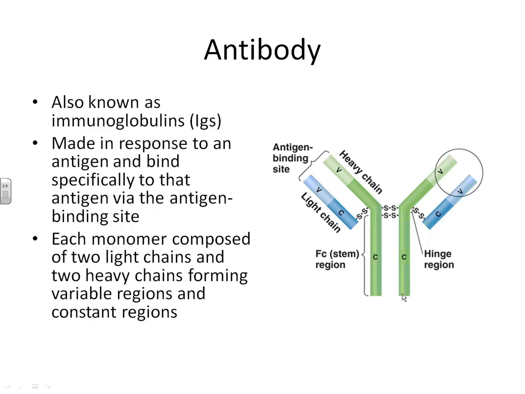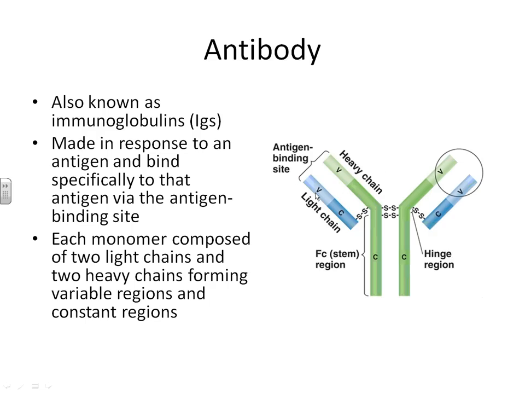The base or the bottom of the Y shape is made up of what we call the constant region. If something is constant, that means it never changes. Every antibody in your body is going to look exactly the same on this constant region. That's the way we know that they're your antibodies. Your immune system cells can recognize, hey, this is part of my antibodies because it always looks like this.